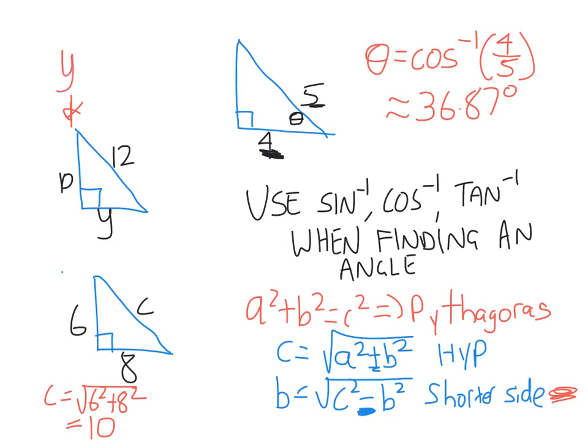So y is just going to be the square root of 12 squared. Now this time, because we're finding a shorter side, we need to make sure we subtract. It's really important that you have the hypotenuse first when finding the shorter side. If you try to do the square root of 10 squared minus 12 squared, thereby mixing them up, you'll get an error in your calculator because you can't square root a negative. So this first one here has to be the hypotenuse.